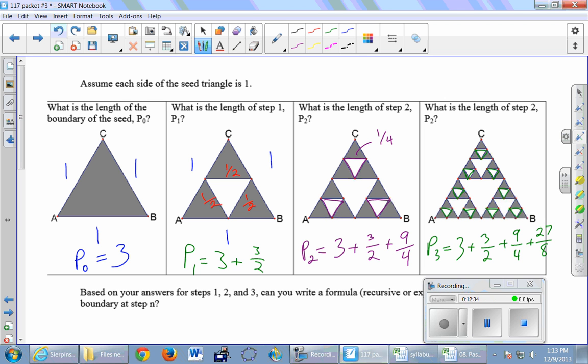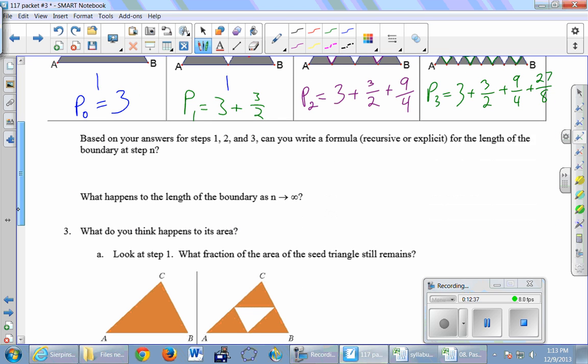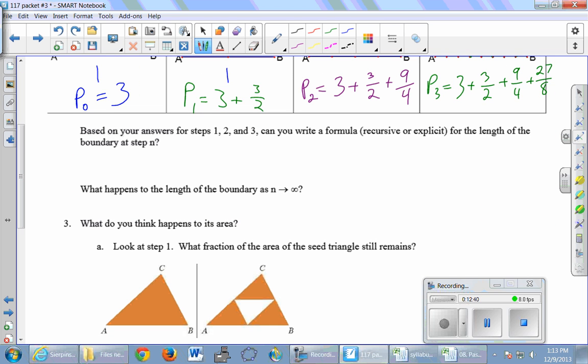Okay, so let's see if we can fill in here. All right, so Brandon, do you have this thing written down based on? All right, go ahead. Okay, so we're actually going to write both here. So let's start with the recursive one. So I'll do this one here in black. Remember, recursive has a starting one and then a generic formula that references the previous term. So what's the starting boundary or perimeter? It's 3. Okay, so that's just given.